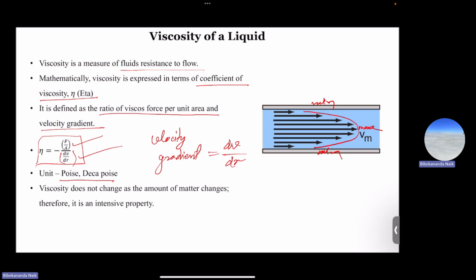Viscosity is a property of a liquid and it doesn't change if the amount of matter changes. So viscosity is an intrinsic property. It doesn't depend upon the mass of the substance. For example, density is also an intrinsic property of a substance. So viscosity is an intrinsic property of the liquid.